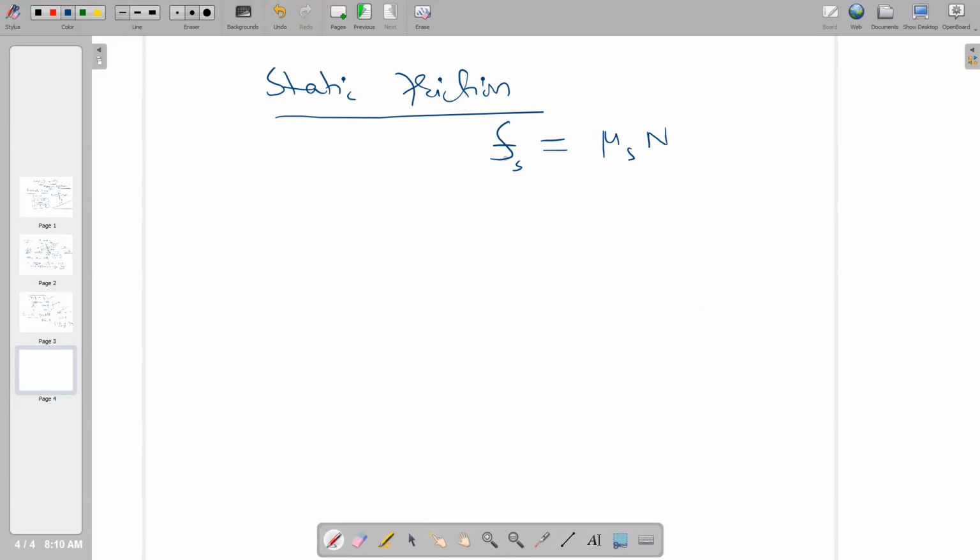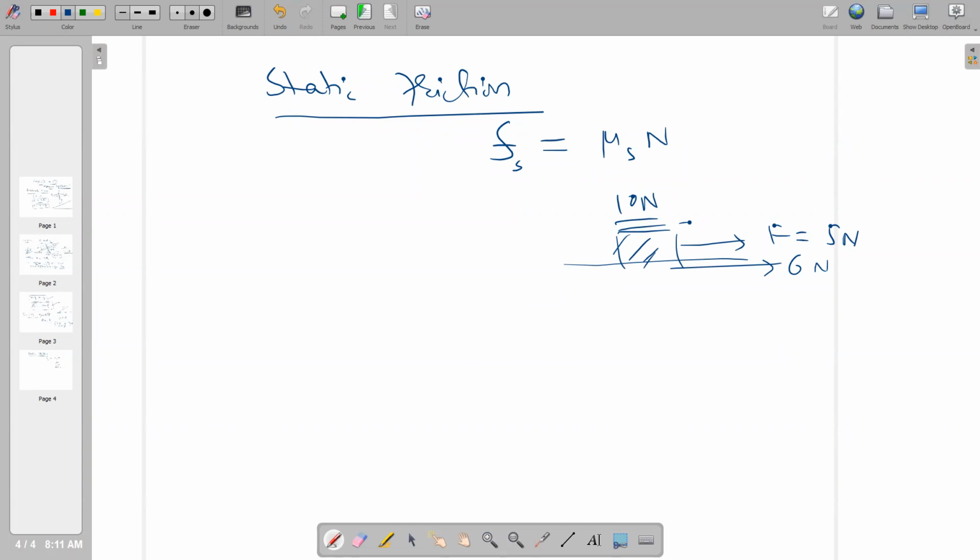But this static friction is not a constant value. It is a variable value. Variable in what sense? The sense is this one. If this is a block, last time I gave you an example. Its weight is 10 Newton. Suppose you are applying a force here, 5 Newton. It is not moving. Or you are applying 6 Newton, it is not moving. So how much frictional force will it apply?